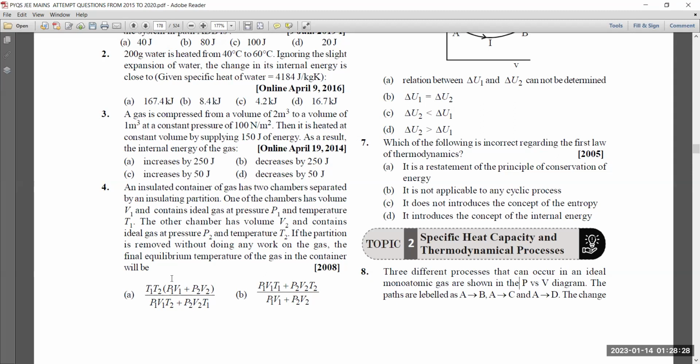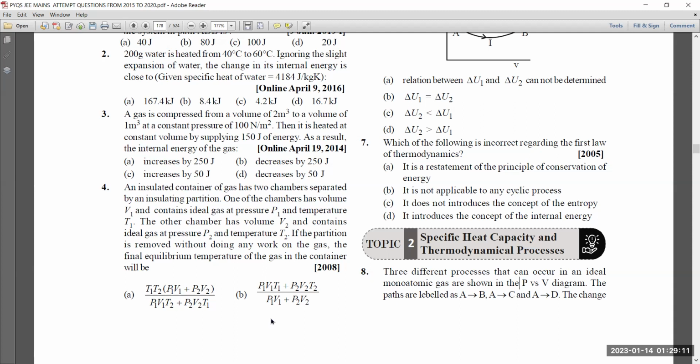Why? Because no work is being done, isn't it? So internal energy of the first and second chamber will be equal to the whole chamber, isn't it? Or also, of course, you can do the mole conservation. That should also give the answer. I think this can be derived in two ways, because there is no work being done, right? So I think mole will give you the answer directly because here the N1, N2 is not given. Fine. So we can derive N1, N2.